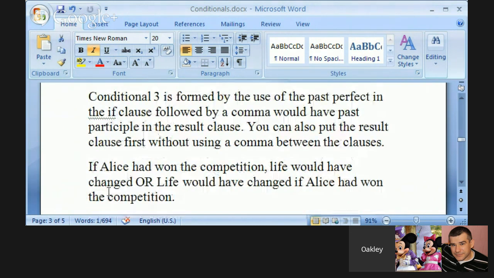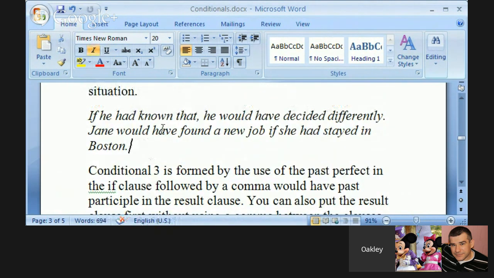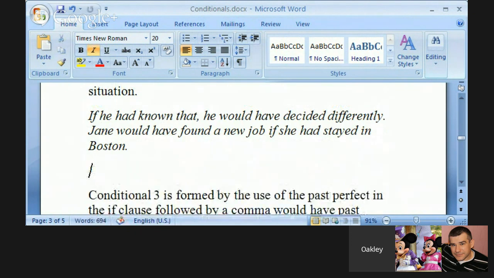Okay, and once again, of course, we can flip-flop the phrases. If Alice had won the competition, life would have changed. Or life would have changed if Alice had won the competition. It really doesn't make any difference. All right. One more time. Let's try this one out.